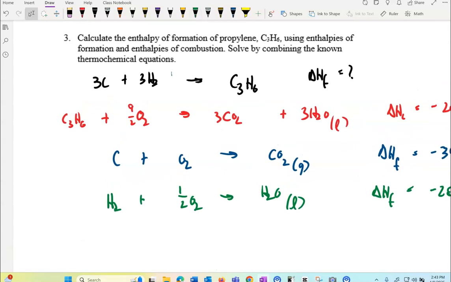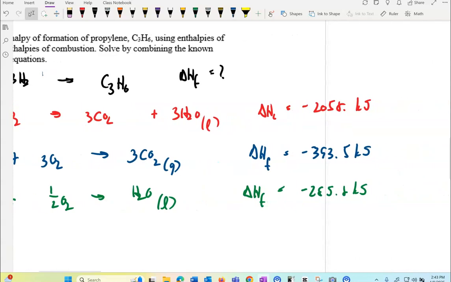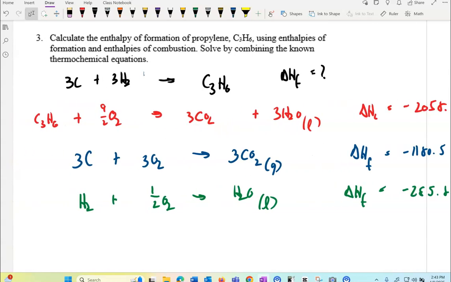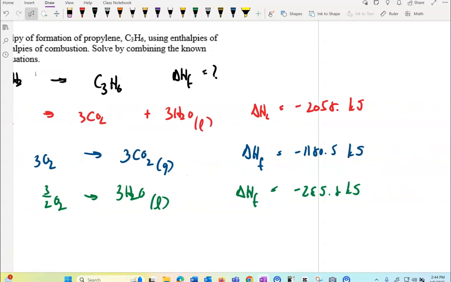Now let's see if we can get them to look like our target equation. So 3 atoms of carbon here. I'm going to multiply everything in this equation by 3. That's going to make this negative 1180.5. I'm going to multiply everything in this equation by 3 to make it look like the 3 hydrogens in our target equation. And when I do that, I'm going to take negative 285.8 and multiply that by 3.